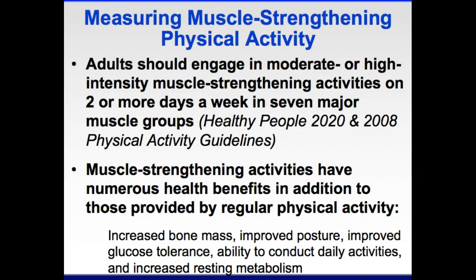Measuring muscle strengthening physical activity: adults should engage in moderate or high intensity muscle strengthening activities on 2 or more days a week in 7 major muscle groups. And muscle strengthening activities have numerous health benefits in addition to those provided by regular physical activity: increased bone mass, improved posture, improved glucose tolerance, ability to conduct daily activities, and increased resting metabolism.